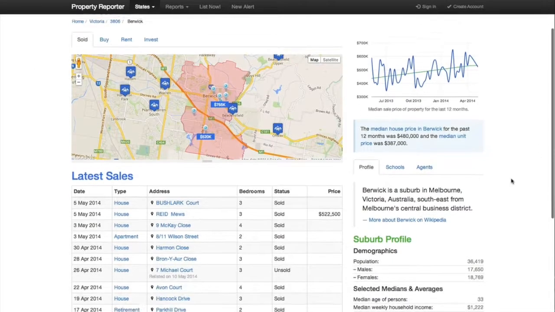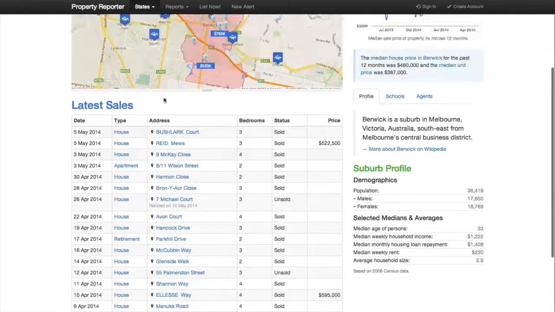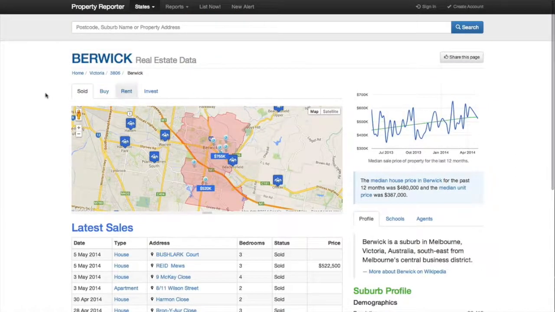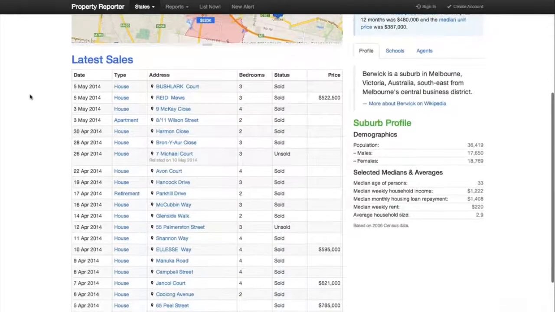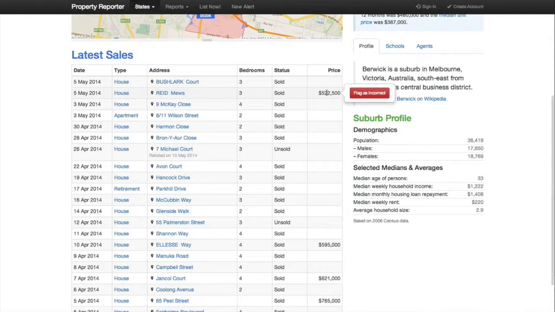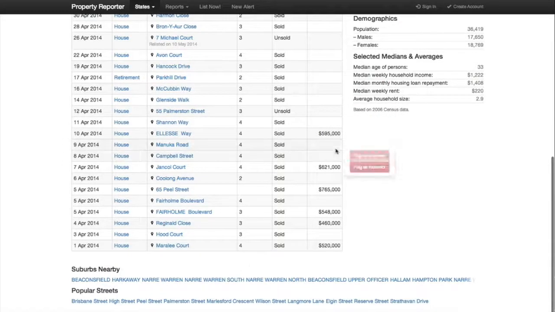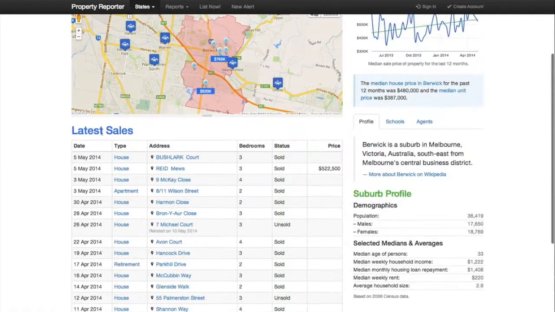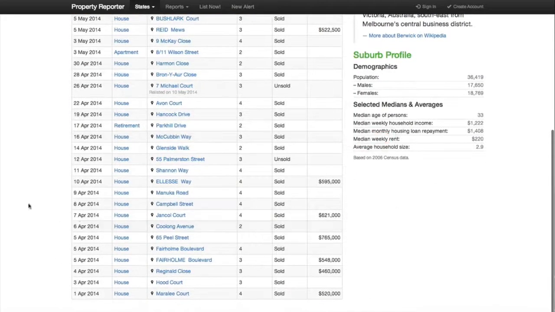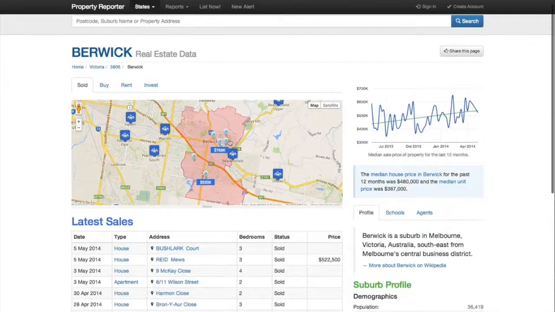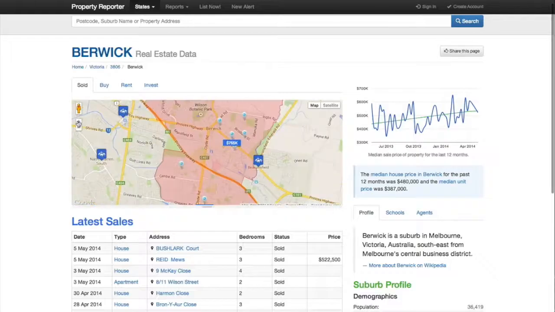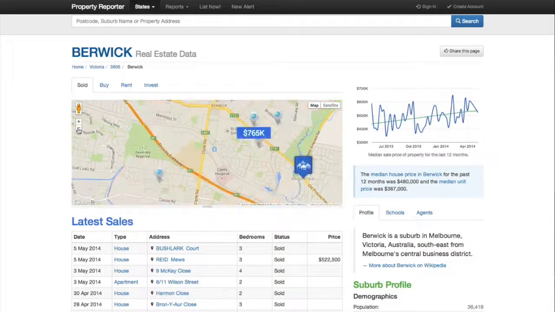And the reason I use it is, first off, it gives me a really good idea. Say, for example, we're looking at Berwick at this stage. It gives me a really good idea of what's selling and what it sold for. Some of the properties' prices weren't disclosed, some of them were. So it gives me a good idea of what was sold on the 5th of May, 2nd of April, 22nd of April, and what's happening. It also places data on the map so you can have a look at it.